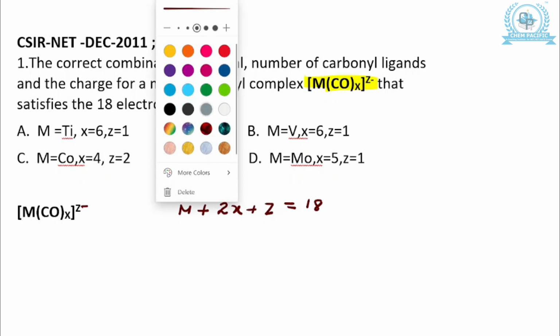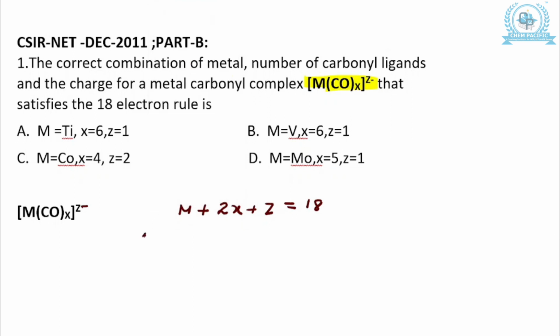What is happening for A? In the case of A, titanium has valence electron 4. Okay? They have given titanium. So titanium has valence electron 4 plus 2x. So 2 into x, what have they given? They have given 6, and Z they have given you 1. So how much is it? This will turn out to be 4 plus 12 plus 1, which is equal to 17 electrons. So this is not 18 electrons, so this is not going to be the answer.